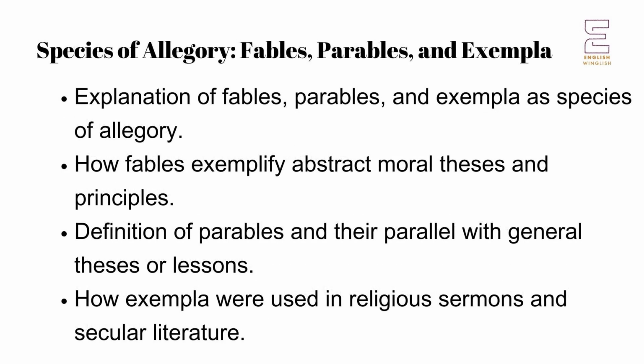Species of allegory: Fables, Parables, and Exempla. Apart from the main types of allegory, various species of allegory are present in literature. Fables are concise narratives, often in prose or verse, that exemplify abstract moral theses or principles of human behavior. Aesop's fables, featuring talking animals representing human traits, are timeless examples of this species.